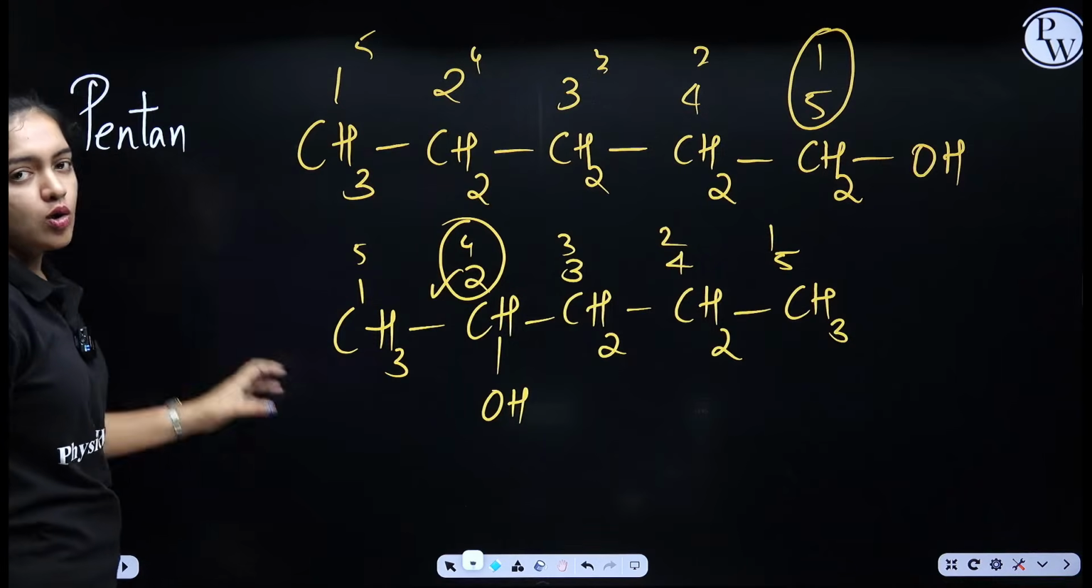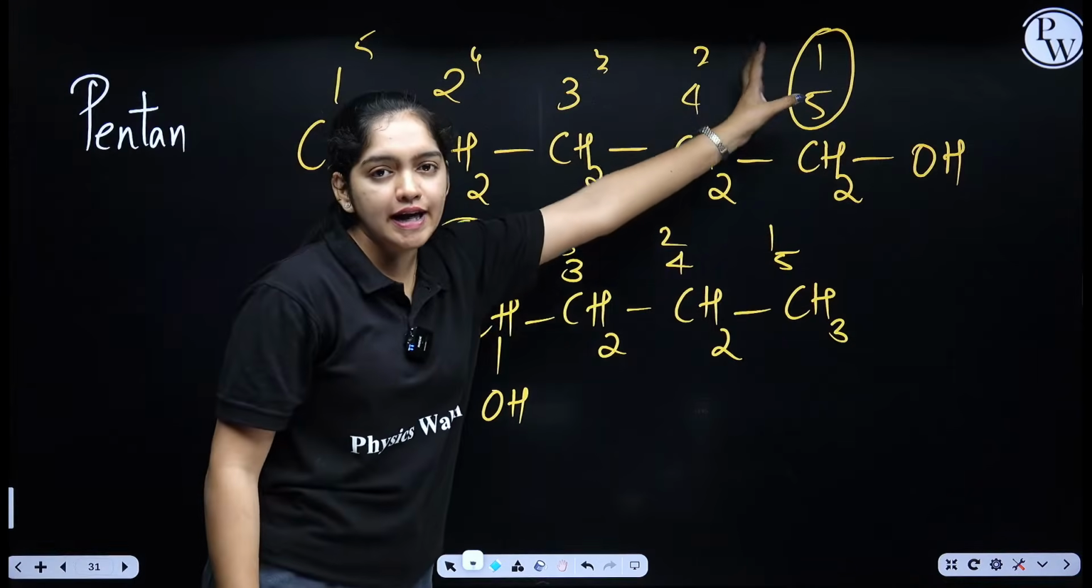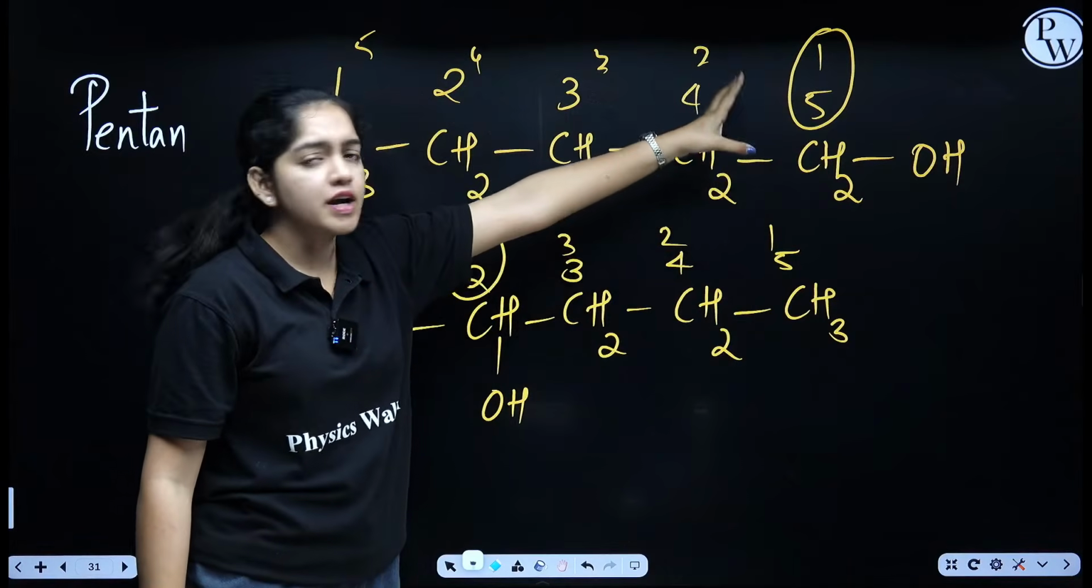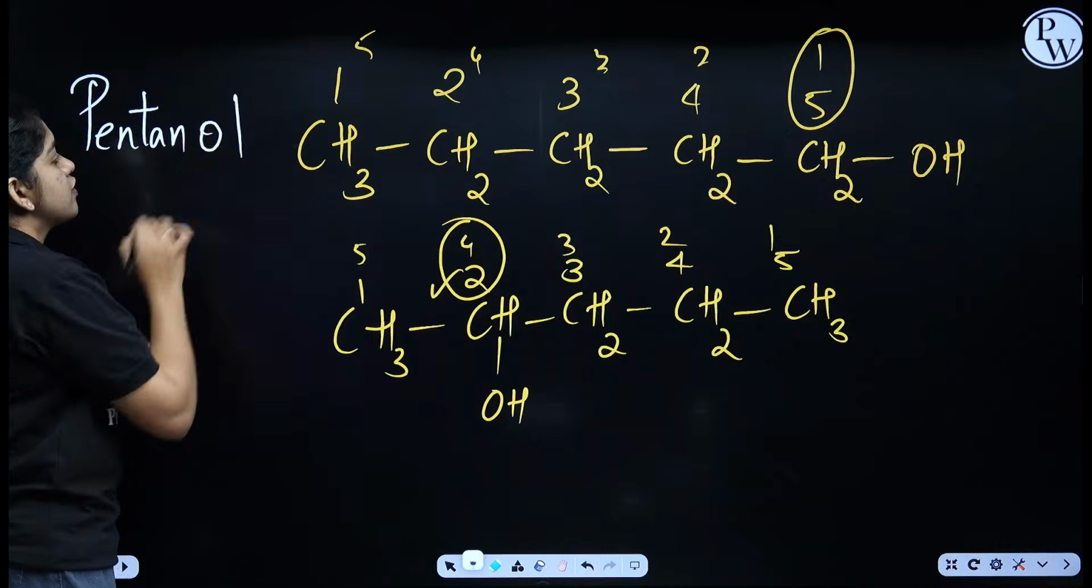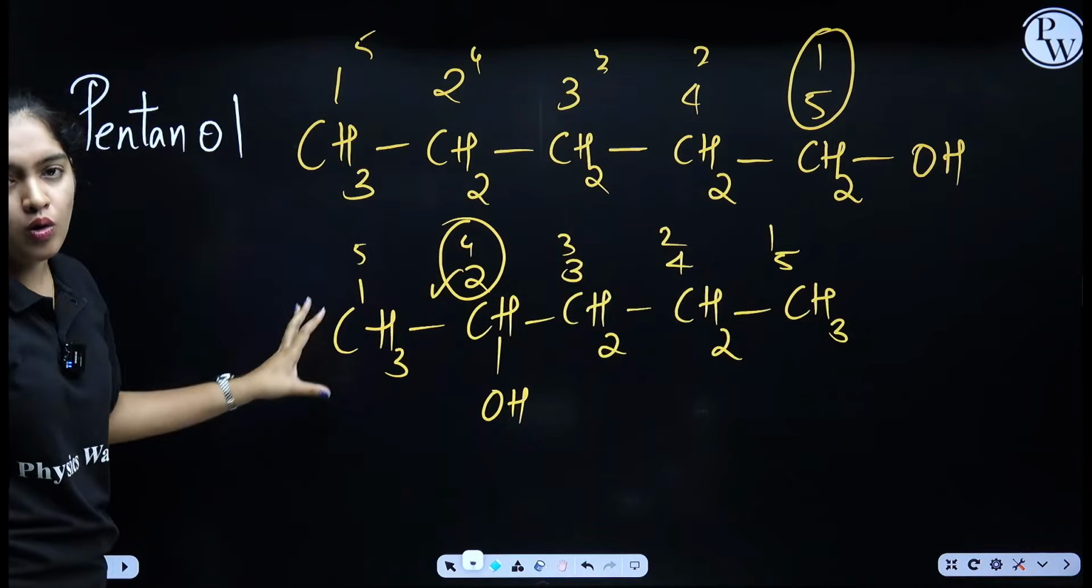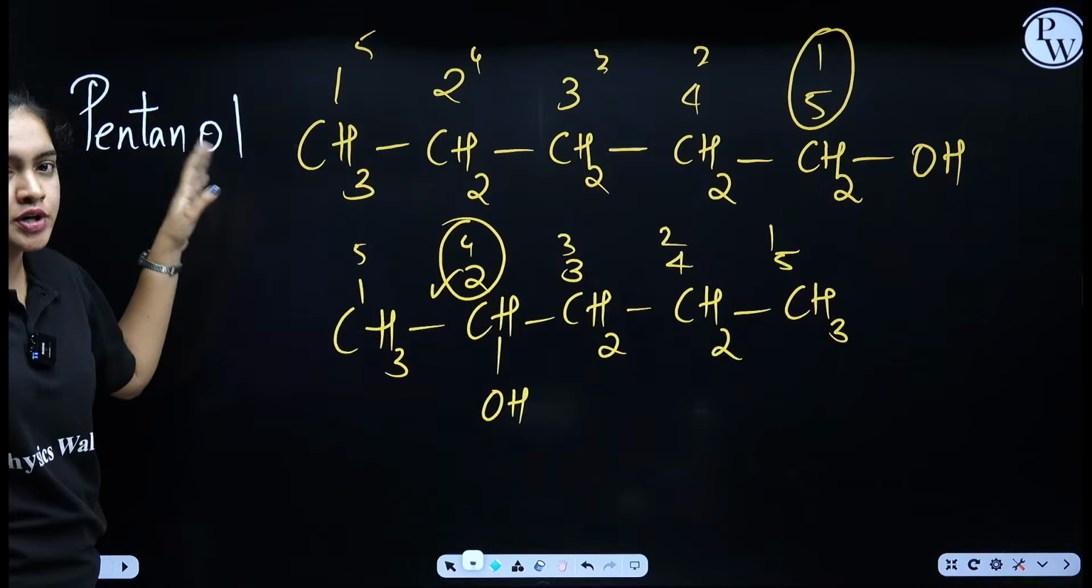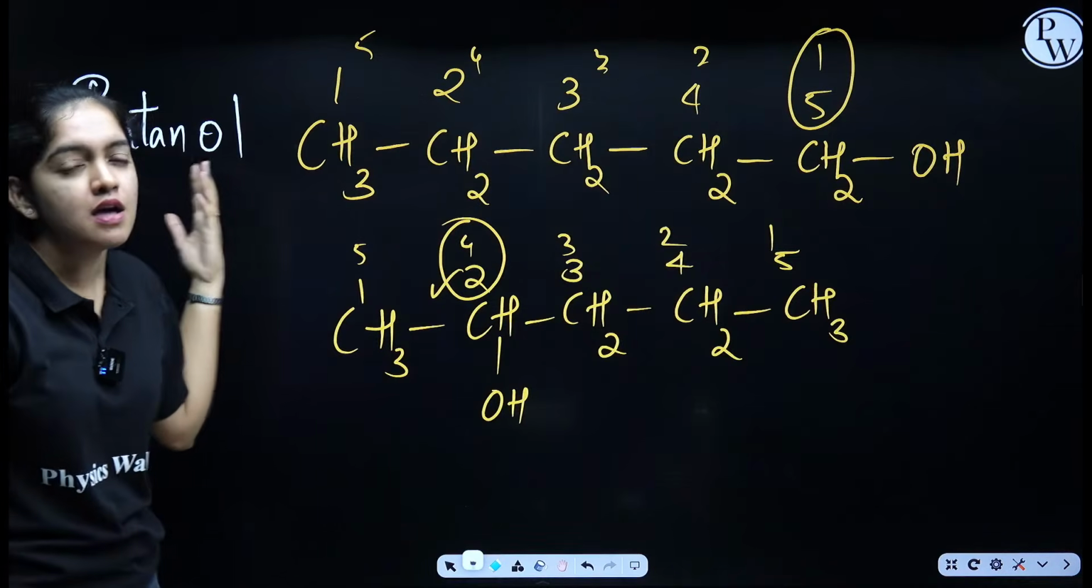Pentane, and OH is present at the first position. 1 and 5 are coming together, right? So if it is 1, no need to mention the position. Just write the name like pentane. OH is there, so it will end with pentanol. Okay, got it? Pentanol. No need to write pentan-1-ol because it is the first position.